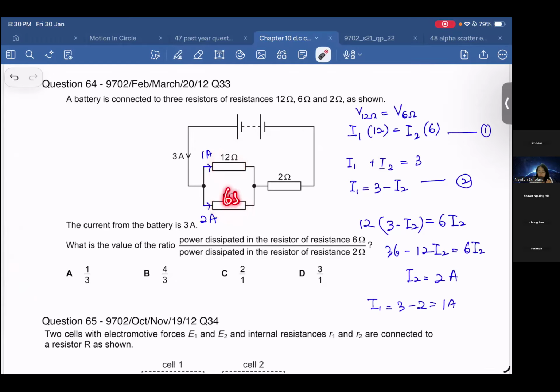Okay, if you got the sense of physics, very strong sense of physics, actually you can straightaway know 6 ohm is half of 12 ohm. So that means the current should be double of the 12 ohm. Double of the 12 ohm. Did you see the power?